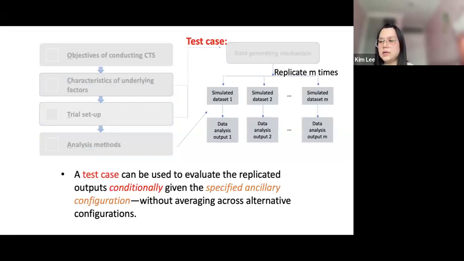Once a test case is specified, we can simulate artificial data, apply the chosen analysis method, and study the replicated data analysis outputs conditionally given the specified ancillary configurations. If one wishes, they may average the findings across alternative configurations, but I do not always find this useful to know.